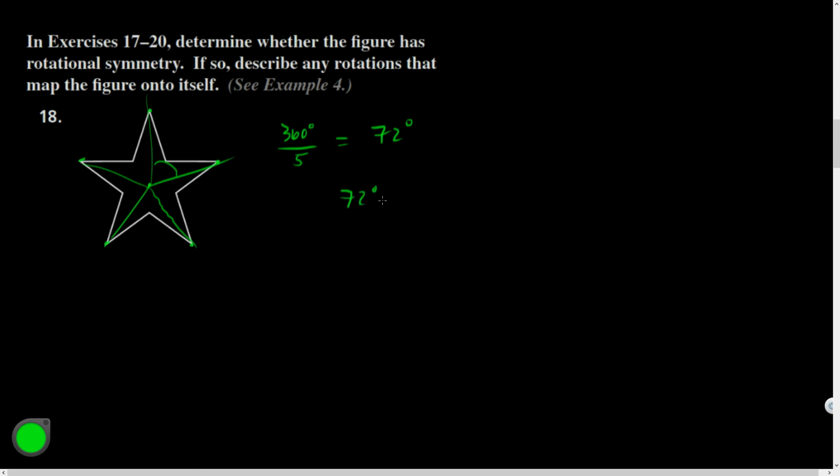So 72 is 1, 144. Do I need to list any more? No, because we talked about rotational symmetry being values between 0 and 180. If I go any more, I'm going to go past the 180 mark. I could think about those as negative rotations. Did they require negative rotations? No.